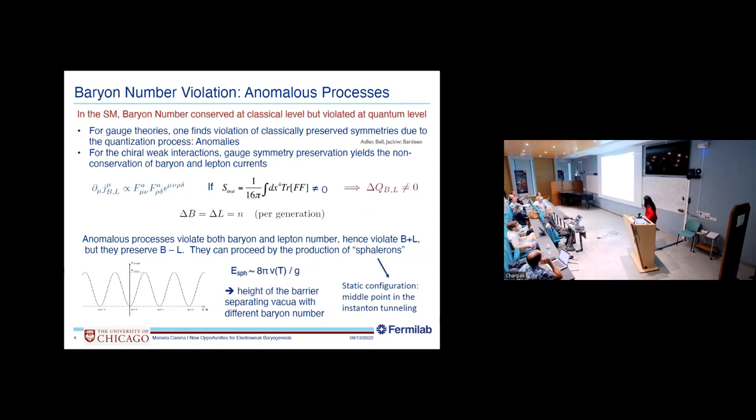So basically, the process is not super easy, but the sphalerons can violate B plus L, because this is the instanton configuration, and the sphaleron is a close relative of this, it's the static point of this barrier, and the instantons are tunneling from one vacuum into the other. You can think about the sphalerons as the middle point in the instanton tunnel. You maybe need to believe me that they can violate B plus L brutally, but every time they do that by preserving B minus L.